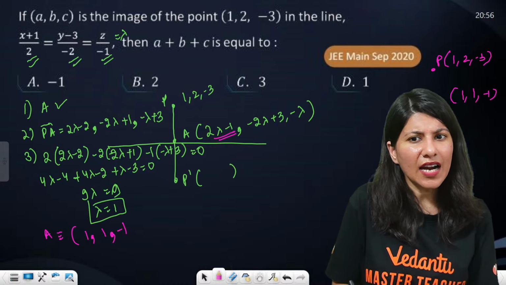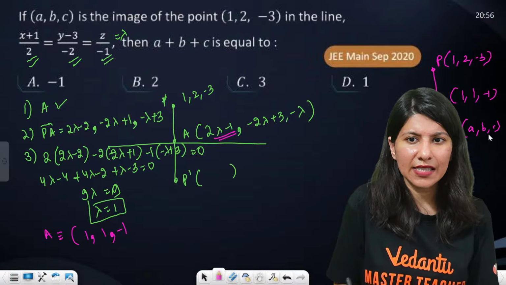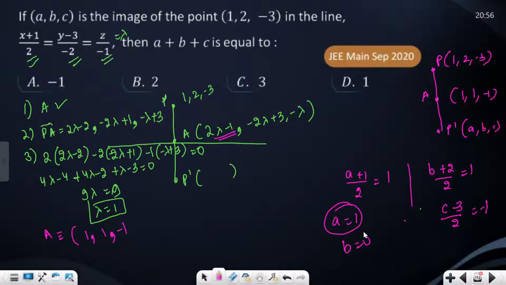This is A. Can't you get P dash, which is, let's say, A, B, C. Let's say not, it's given already. So A plus 1 by 2 is equal to 1. B plus 2 by 2 is equal to 1. C minus 3 by 2 is equal to minus 1. So A is equal to 1. From here B is equal to 0 and C is equal to 1. 1, 0, 1. So 1 plus 0 plus 1 is going to give you 2 as the answer. Option B is correct. Yes, Shrutika, absolutely right.